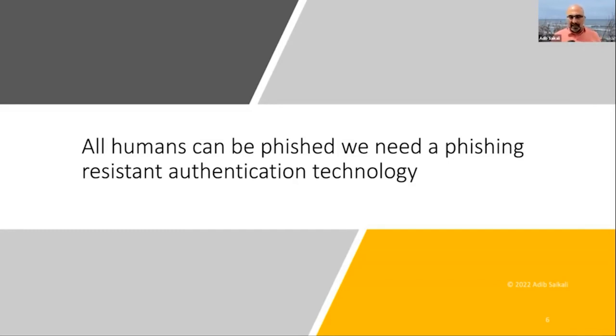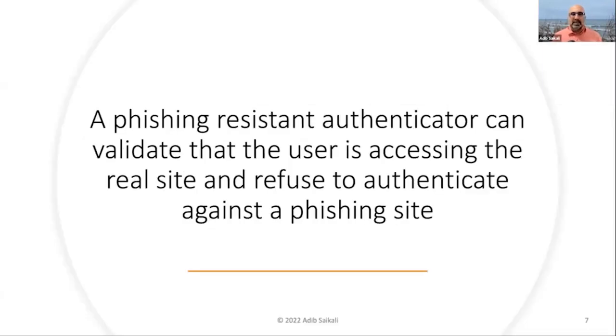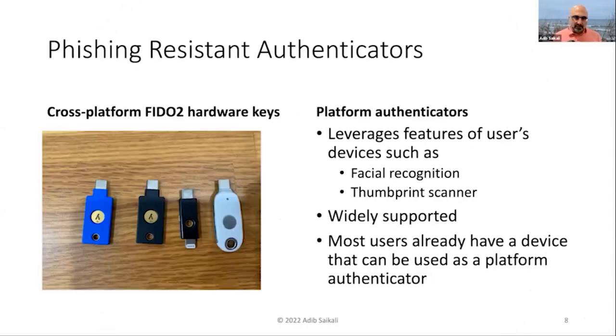We've all seen these action movies, heist movies, where there's some really sophisticated security system with guards and all this type of stuff. And part of how they break in and pull off the heist in the movies is they pretend to be someone they're not. They socially engineer the front gate, the security guard, or something like that. Humans, that can happen. So what we need is a phishing-resistant authenticator that can validate that the user is accessing the real website and never complete an authentication against the phishing site.